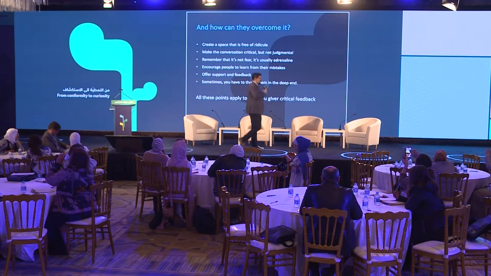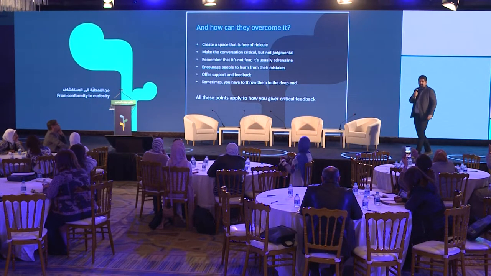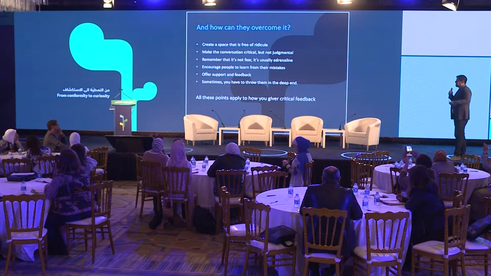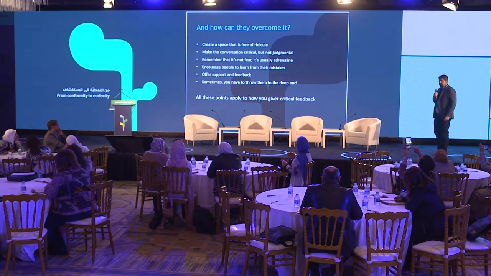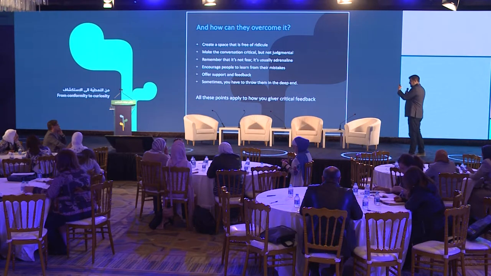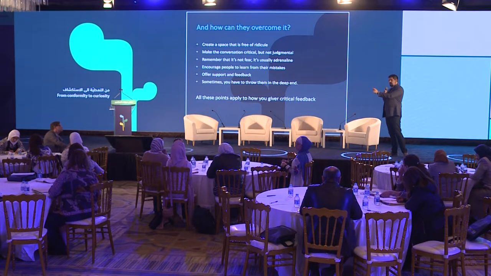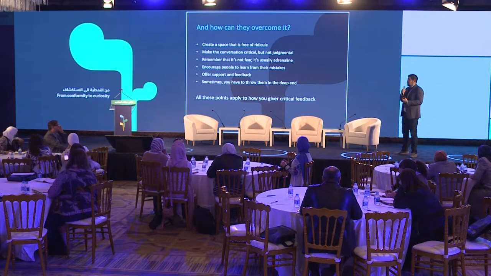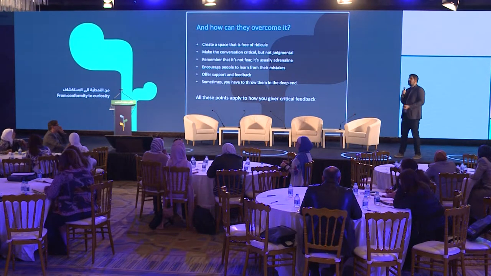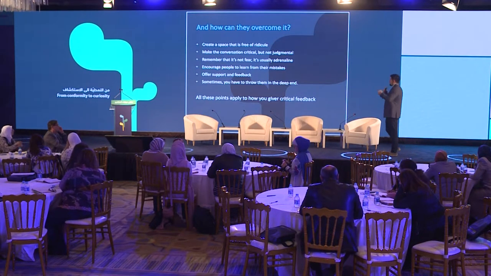So you need to create a free space, a space that's free of ridicule, a safe space. Make them understand that no matter what, you're not allowed to make fun of somebody. Ever. Make the conversation critical, but not judgmental. So don't judge the person, judge the work. And sometimes when it comes to drama, it's very difficult to make that distinction, for you as a teacher giving feedback, and also for the student. Because the student is getting up there and they're doing their best, they're giving it their all. They're trying to make you laugh based on who they are. So the criticism can be a bit biting. So make sure it's always about the work.